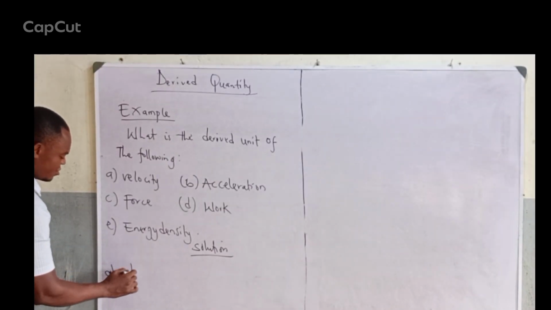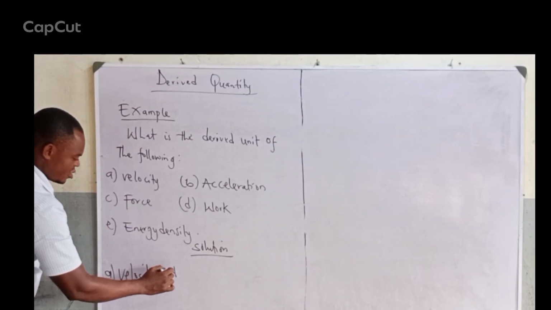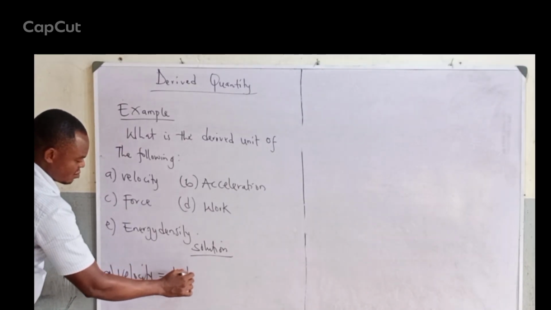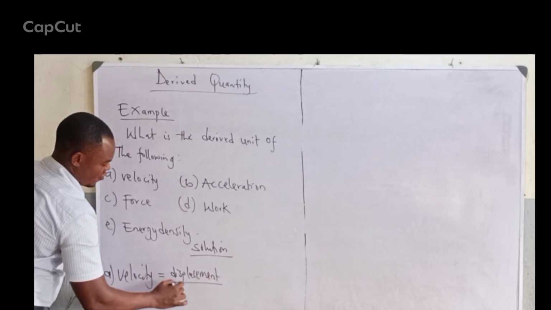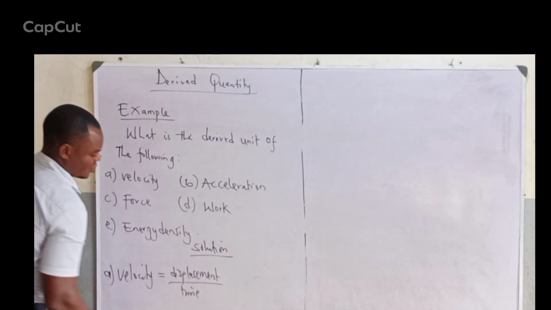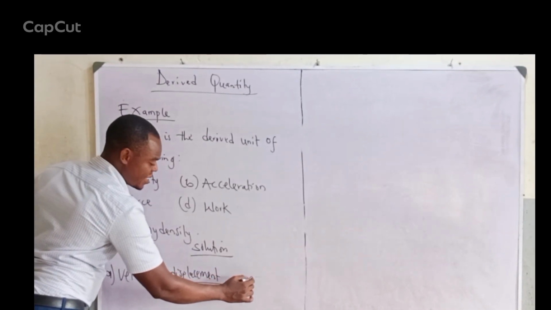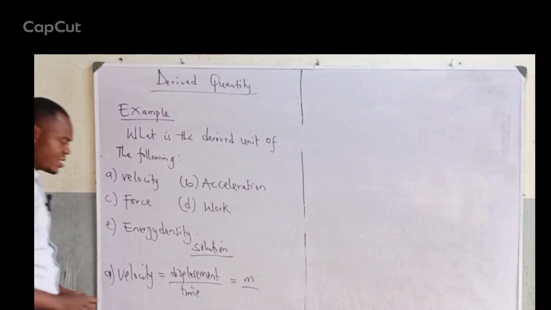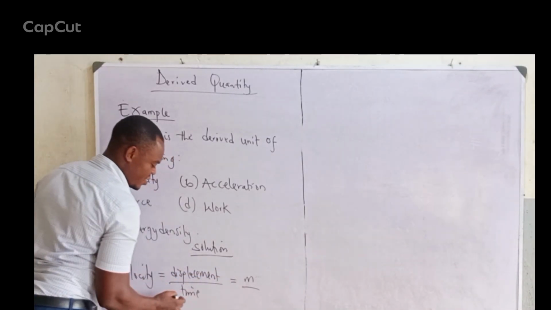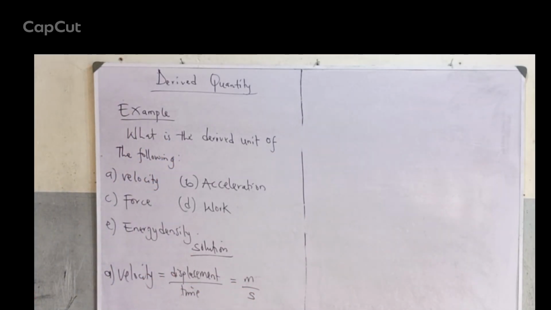Our velocity is displacement over time. Now, displacement is measured in meter because the unit of length is meter. So displacement is measured in meter. That is the standard unit. Time is measured in second. That is the SI unit.